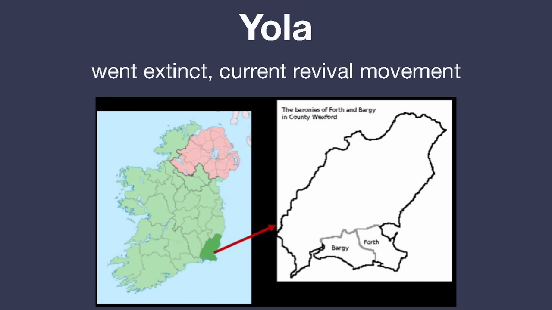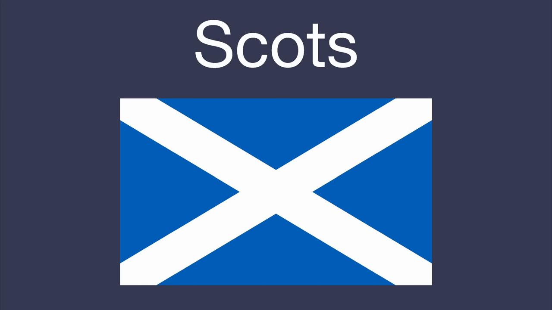As for languages closely related to English, there's Yola, an extinct language formerly spoken in County Wexford of Ireland, with a revitalization movement, and Scots, spoken in, you guessed it, Scotland. Scots descended from Old English.